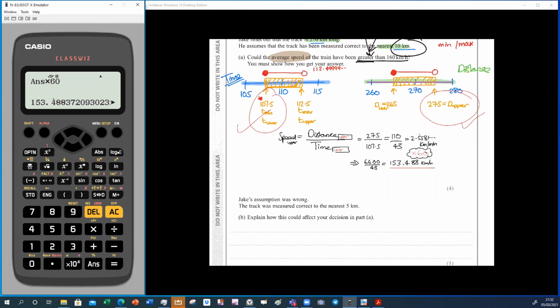So we're going to say the maximum average speed is approximately 153.488 kilometers per hour, which is less than 160 kilometers per hour and not more than.